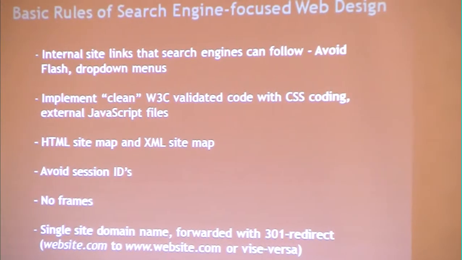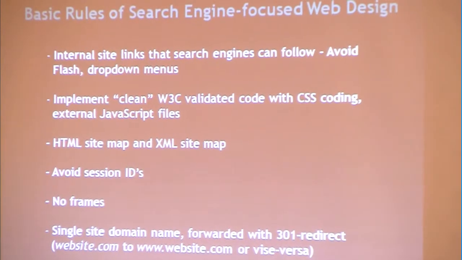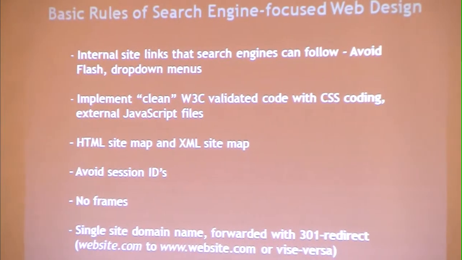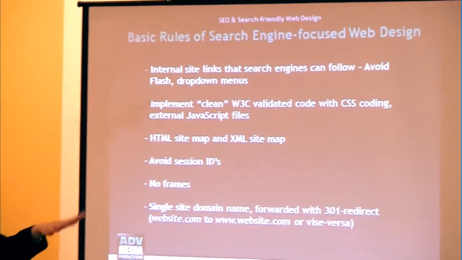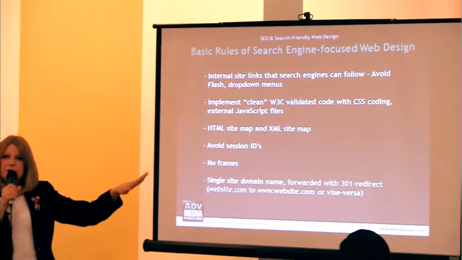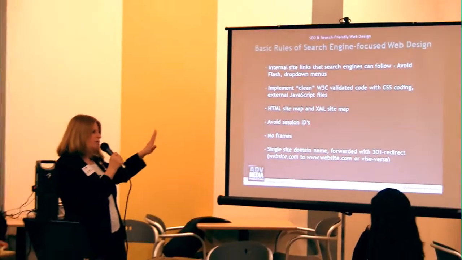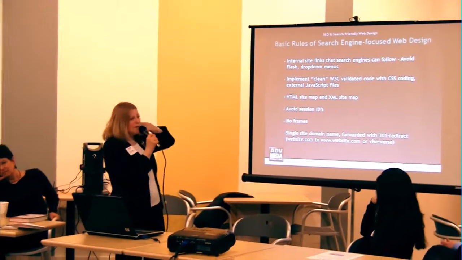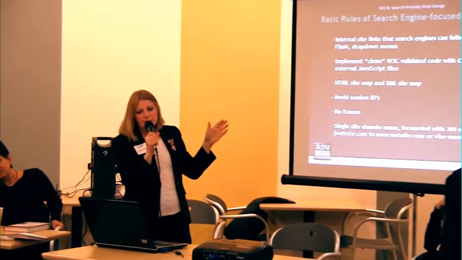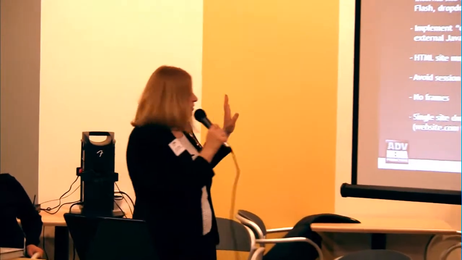There are rules. HTML sitemap is for humans. The XML sitemap is basically for Google and for the search engines. But you need both of those to have an effective website. Avoid session IDs. No frames. Frames are out. That was out long ago. And single site domain. We have found many sites that have www and the domain name, and they also have it without the www, which means you have duplicate content. Google doesn't like that, and it's not going to recognize either one of them.